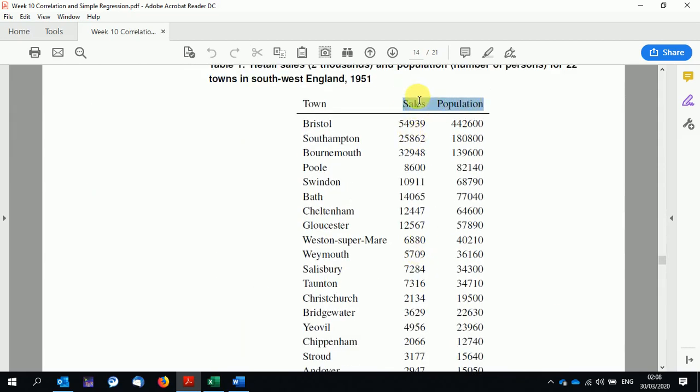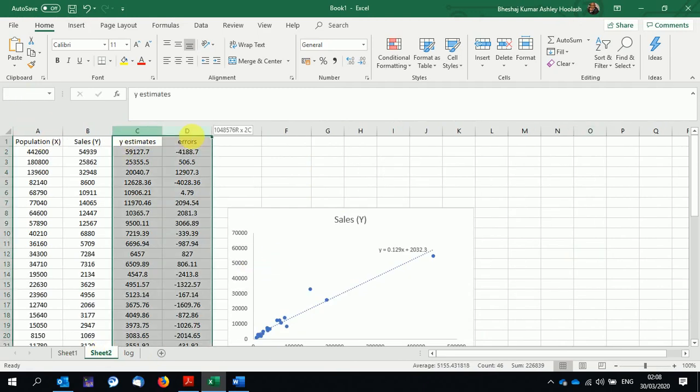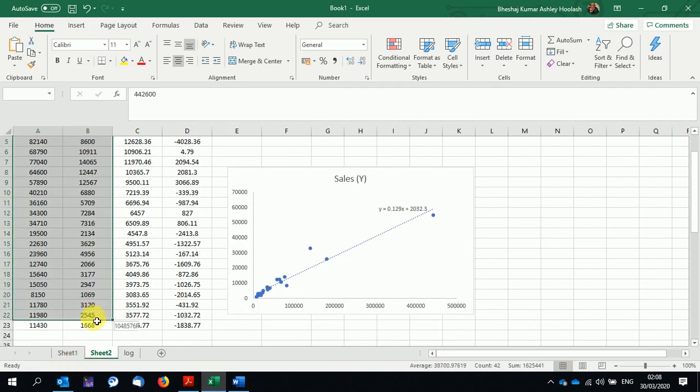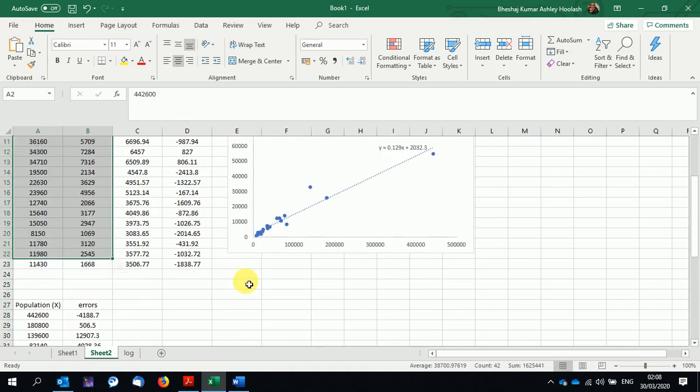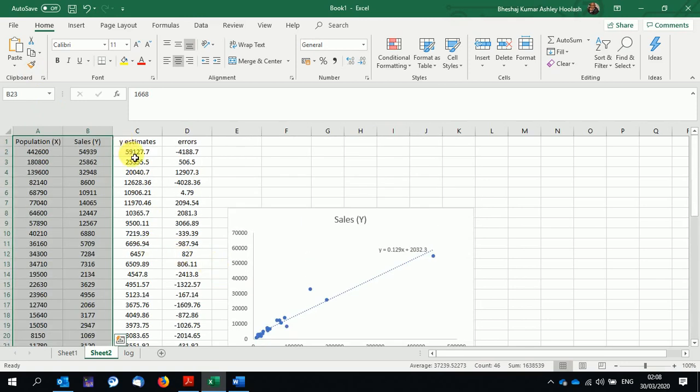Population and sales. So sales depends on population. That's my x-axis, that's my y-axis. There you go. So just ignore this for the time being. That's my population, that's my sale, and if I plot them, it is a little bit tedious for me to read, right? And I also don't want to waste too much time on this because it seems not really an appropriate example. Because, sorry, by the way, this is y estimate.